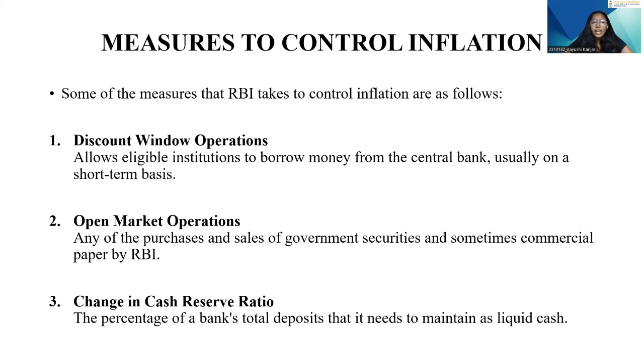And change in cash reserve ratio. So cash reserve ratio is the percentage of a bank's total deposit that it needs to maintain as liquid cash. So when the RBI wants an increase in the money supply, it decreases the cash reserve ratio. And when it wants a decrease in the money supply, it increases the cash reserve ratio.